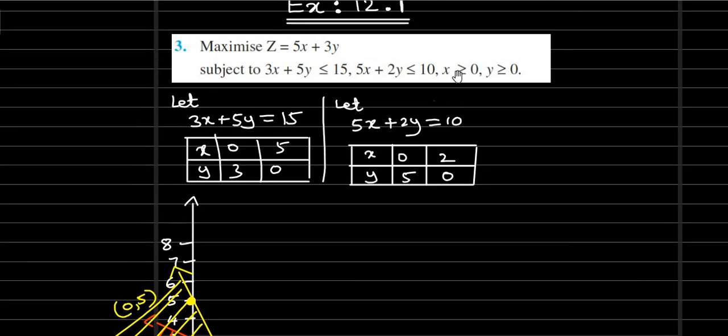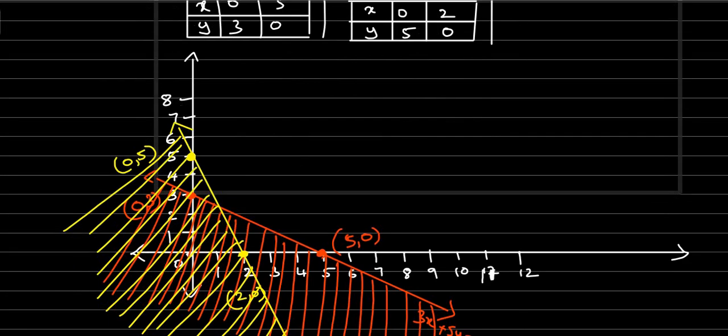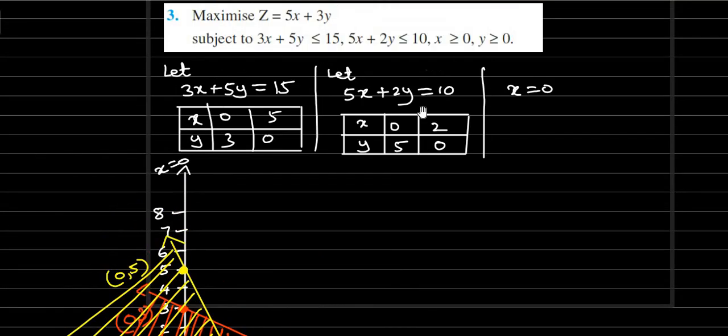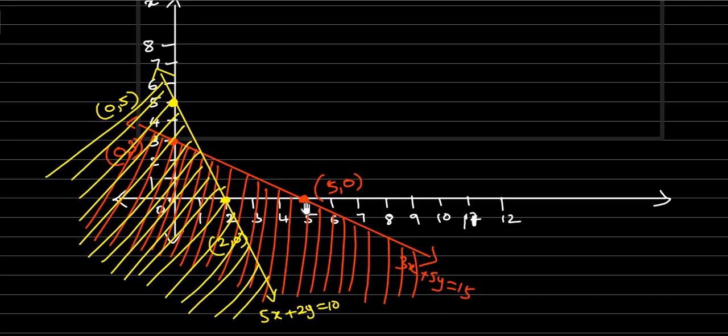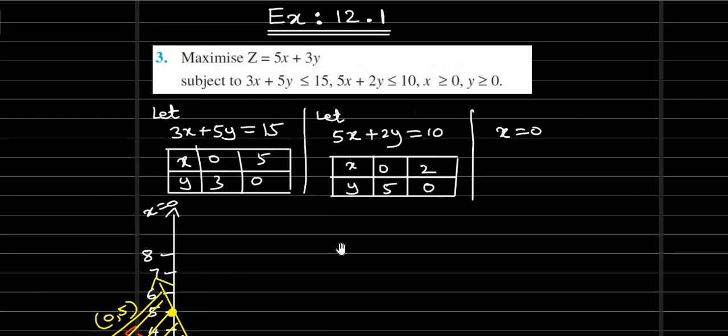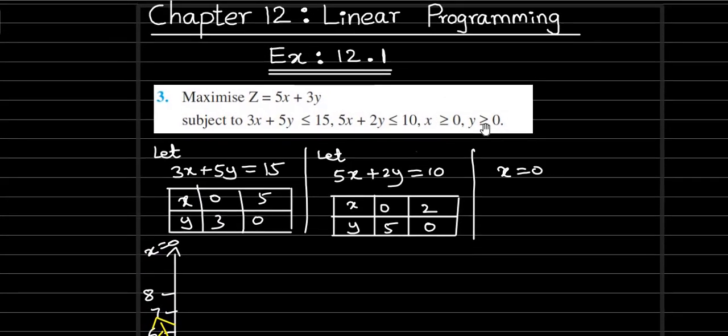Then the third one, x greater than or equal to 0. So x equal to 0. What is the x equal to 0 line? It is the y-axis only. And the inequality says x greater than or equal to 0. That means the first quadrant and fourth quadrant will be the solution space for the third inequality. Just keep it in your mind.